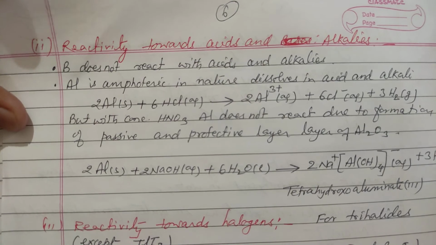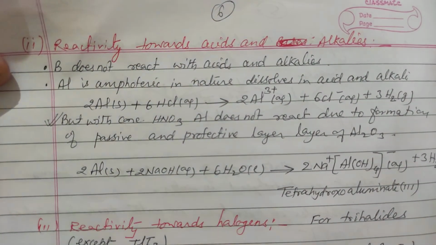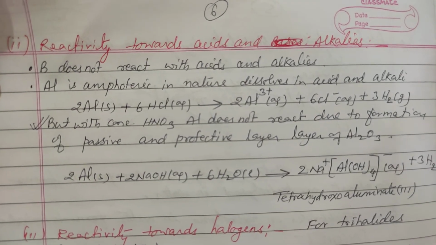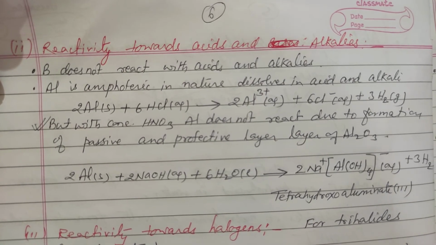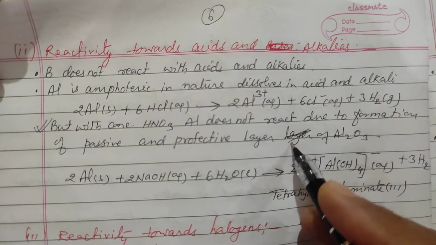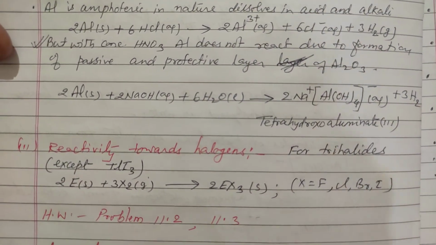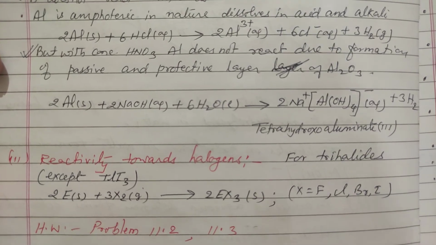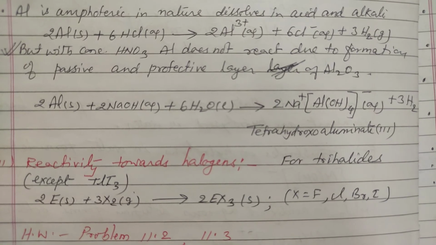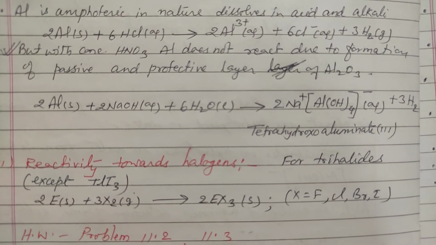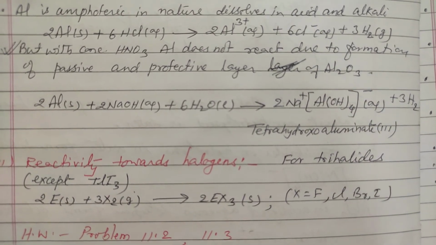But with conc HNO3, this is a remarkable question, aluminium does not react due to formation of a passive and protective layer of Al2O3 on the surface of aluminium. It prevents further reaction. Now 2Al(s) + 2NaOH + 6H2O(l) gives 2Na[Al(OH)4](aq) + 3H2. It is named sodium tetrahydroxoaluminate(III).